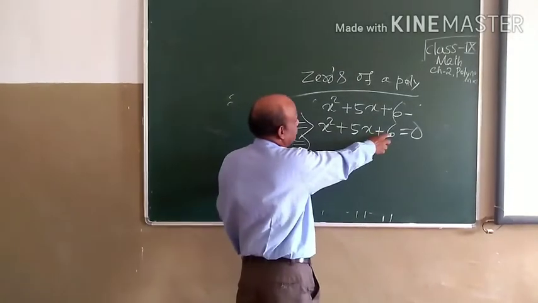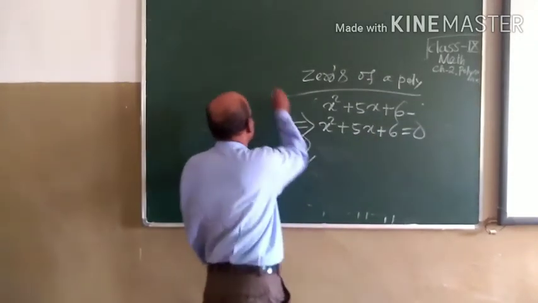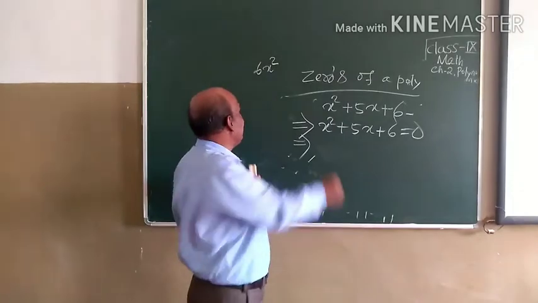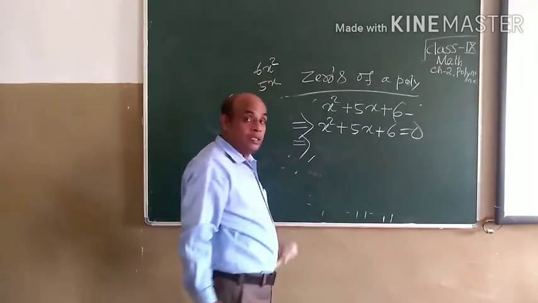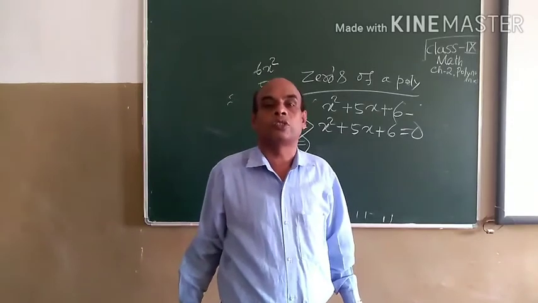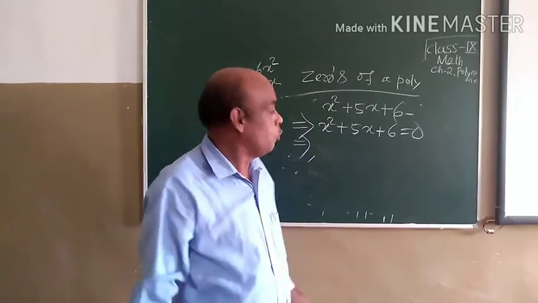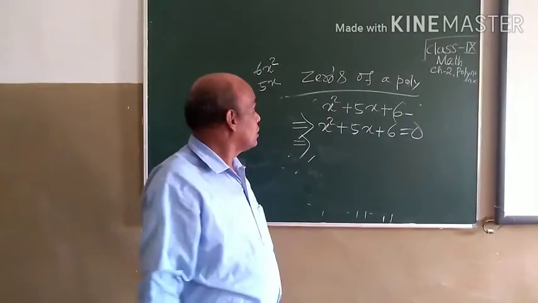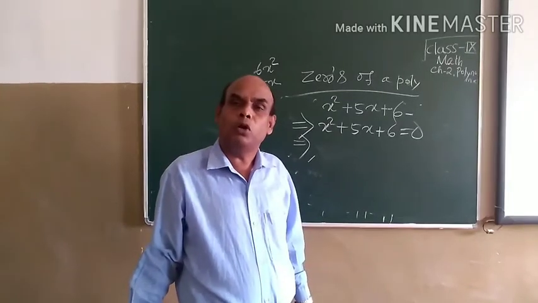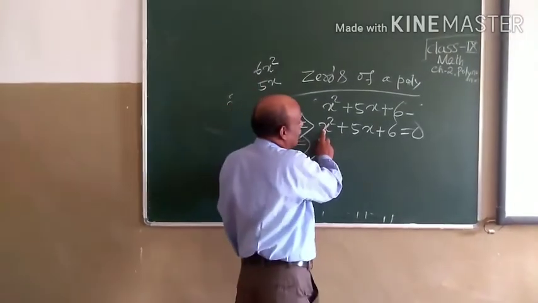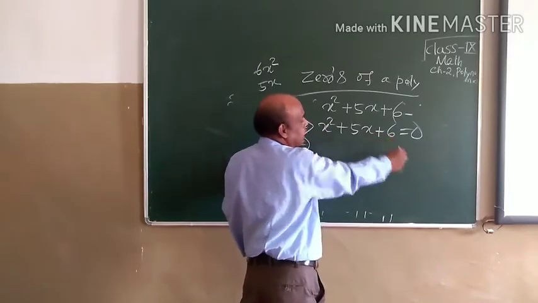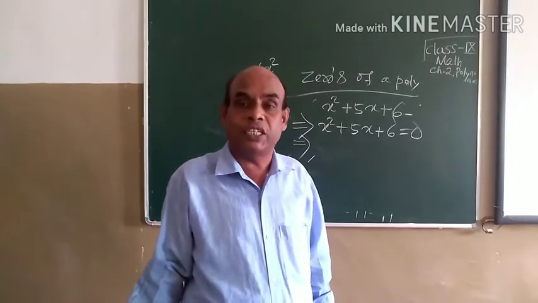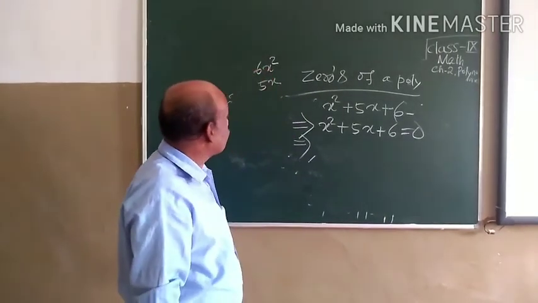See here, the multiplication result will be 6x square and the addition result will be 5x. It means you have to select two terms whose addition will be 5x and whose multiplication will be 6x square. So what is the rule? The rule is the x square term is multiplied with the constant term. Already we got 6x square.